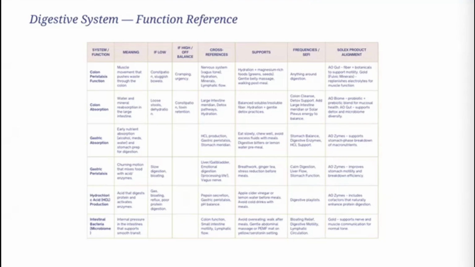Now, you may see some of these indicators even in your inner voice. You might start to see some of those, and you can then say, okay, this is cross-referenced with that. It supports hydration and magnesium-rich food. So this is what supports it: gentle body massage, walking after meals. That's really important information that you could potentially give as home support for your client.